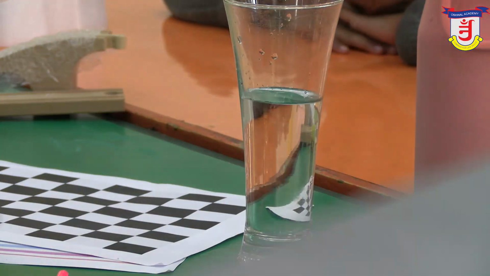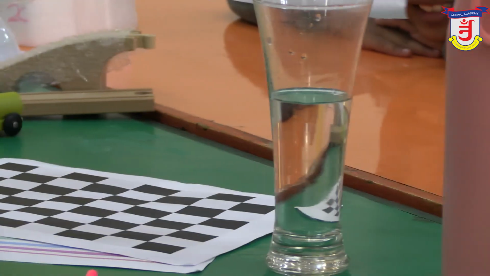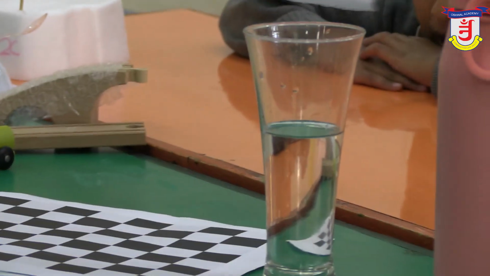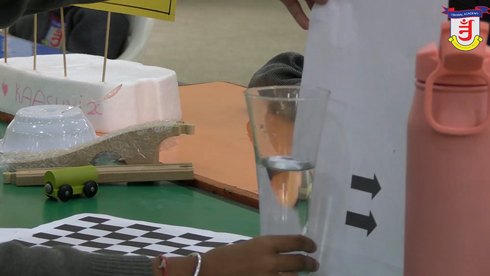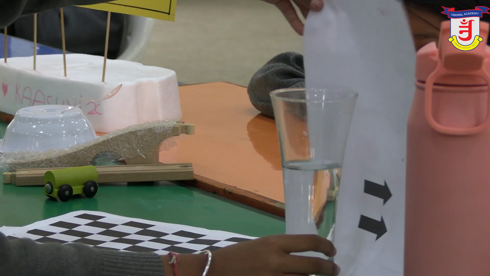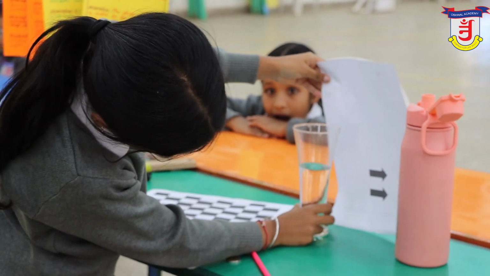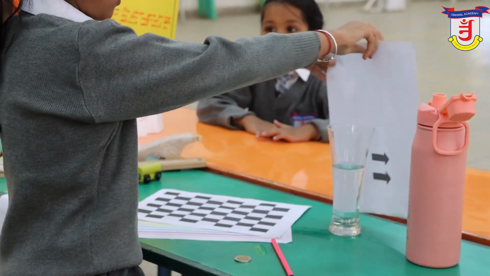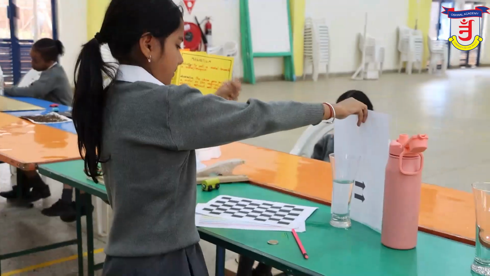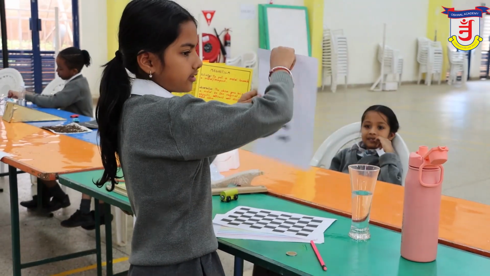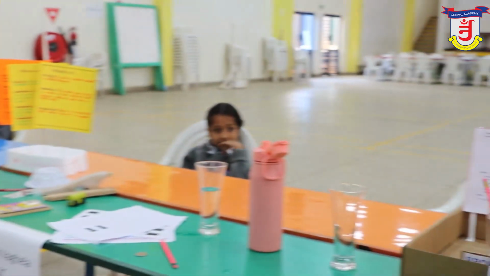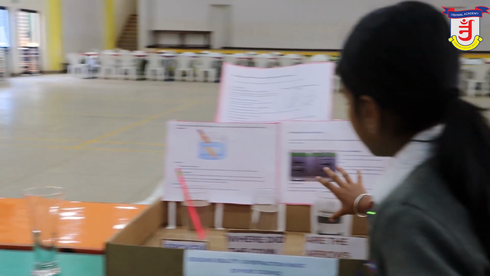Now let's do the last one. The arrows are facing this side and now they'll change. Wait. I have to go a bit far. It's changing. Over here, the arrows are not changing because the glass has to be round so the light can bend.